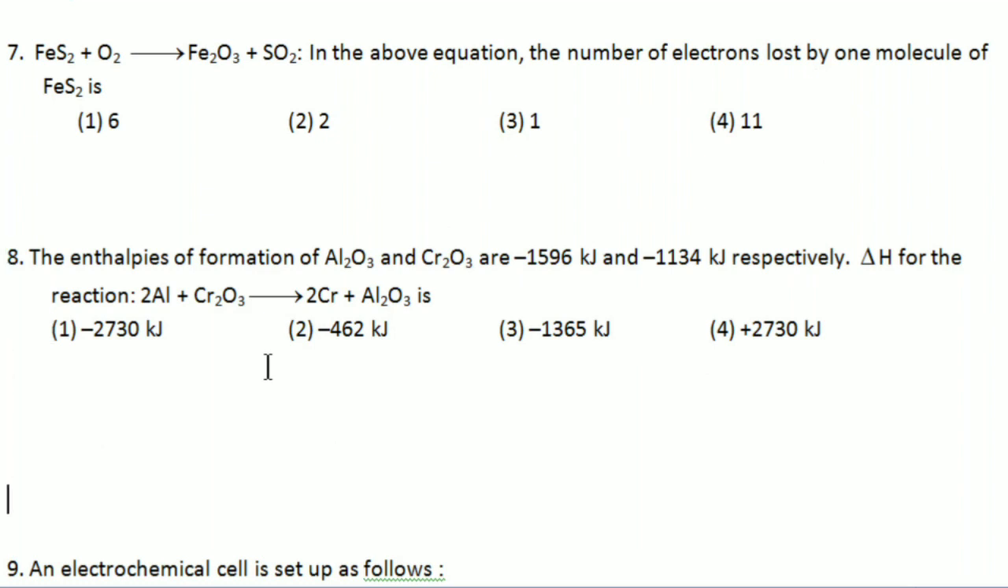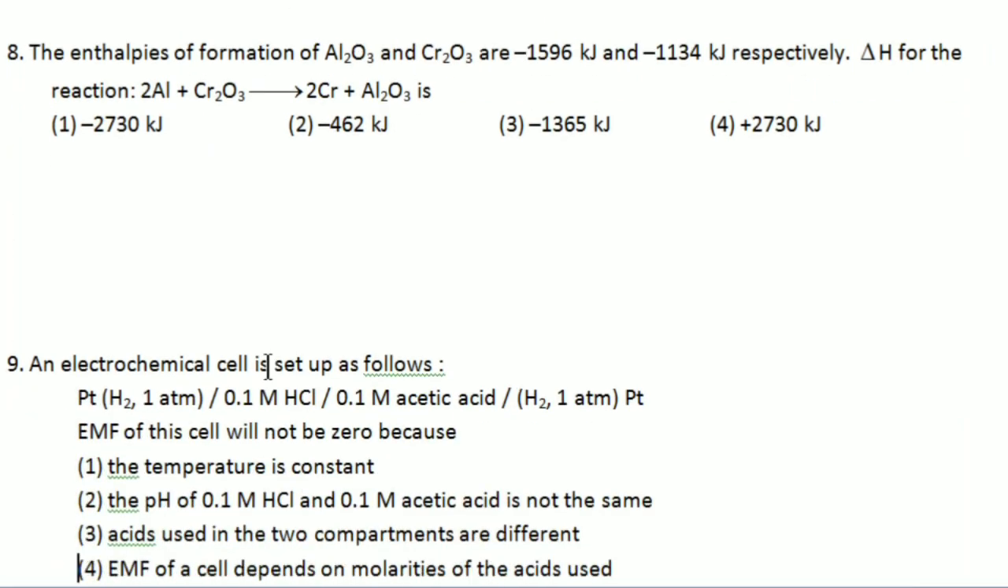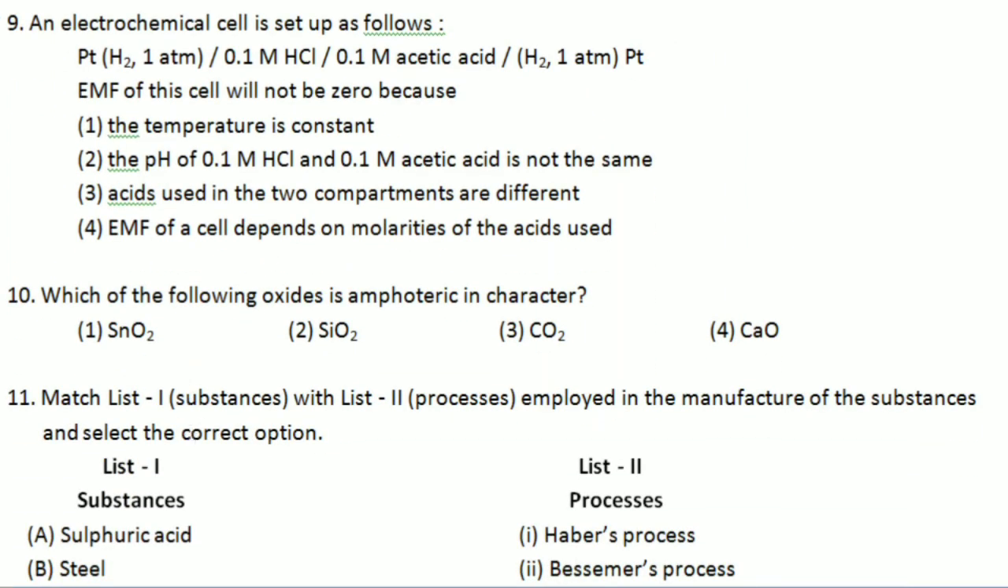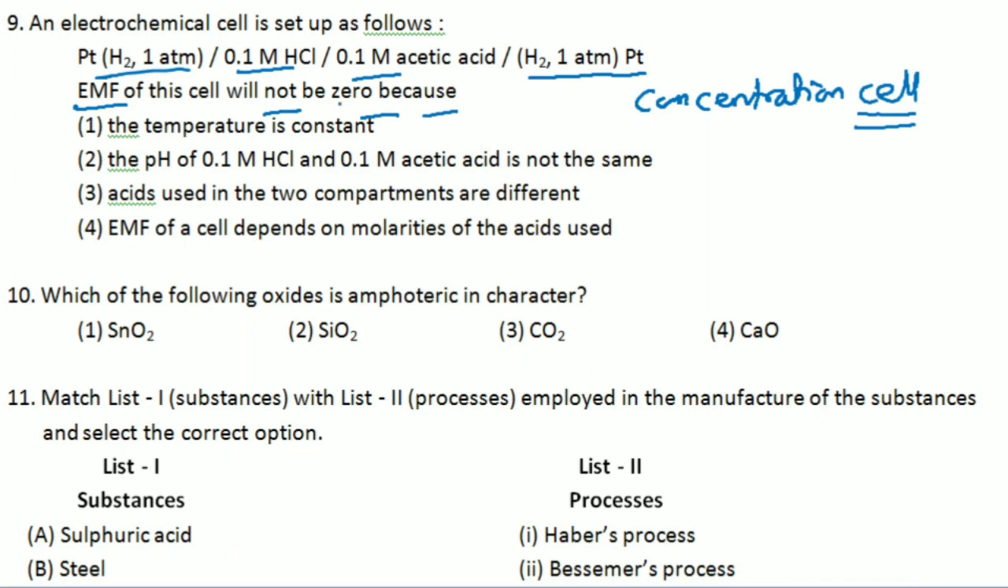Now, in this particular case, the 9th question we will see. An electrochemical cell is set up as follows. And remember, this type of electrochemical cell, where on both sides platinum hydrogen 1 atmosphere is there, we call it a concentration cell. Remember that. So only the concentration of the acid is different here. EMF of this cell will not be 0 because generally concentration cell EMF will not be 0. So they are asking why.